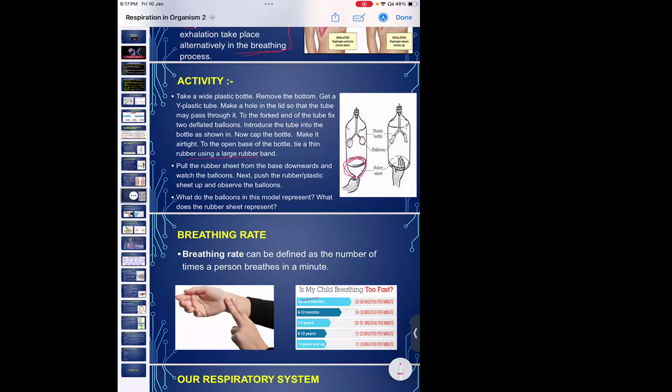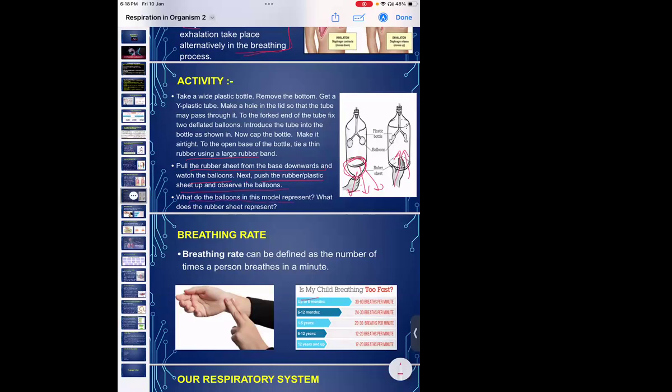Pull the rubber sheet from the base downward and watch the balloons. As soon as you start stretching it downwards, observe what happens: the deflated balloons will start filling with air and inflating. Next, push the rubber sheet up and observe the balloons. As soon as you push it upwards, they will deflate again.